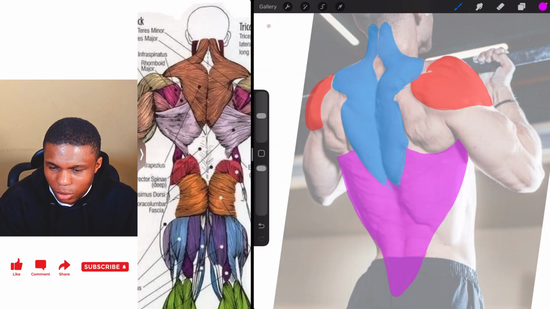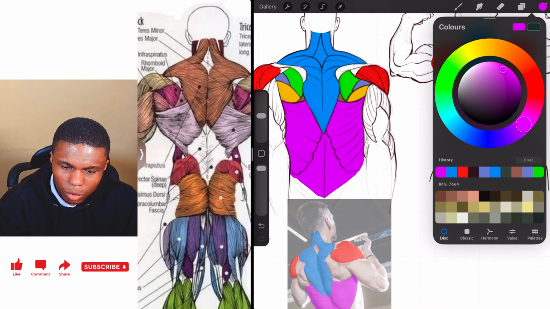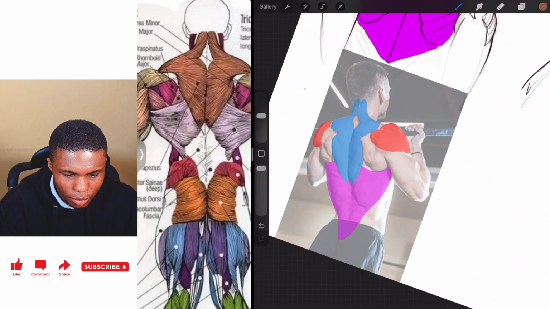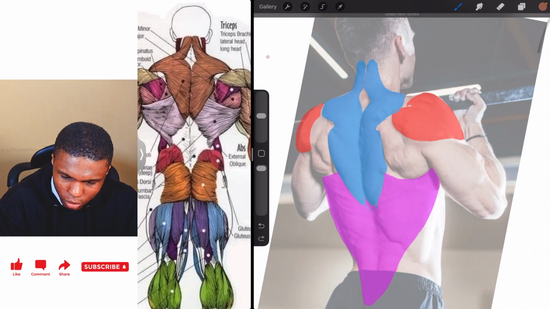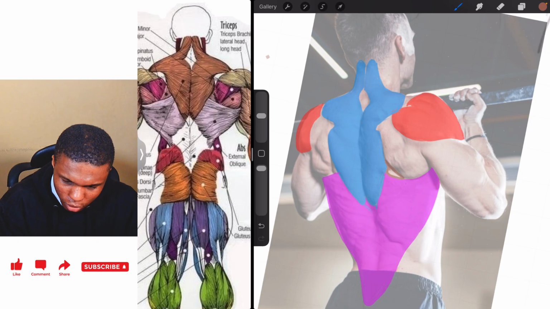The first one is the rhomboid. We're going to put it in brown. It's the muscle that comes from the spine down here like this, and that is what makes up that shape here. So we're going to put that here like this, and you can see that showing on his back.